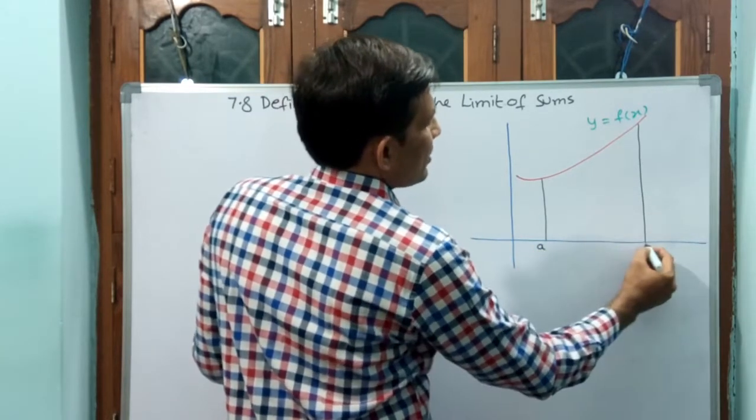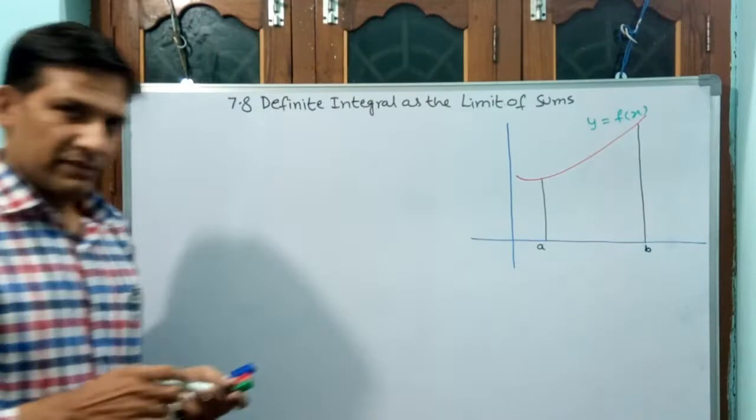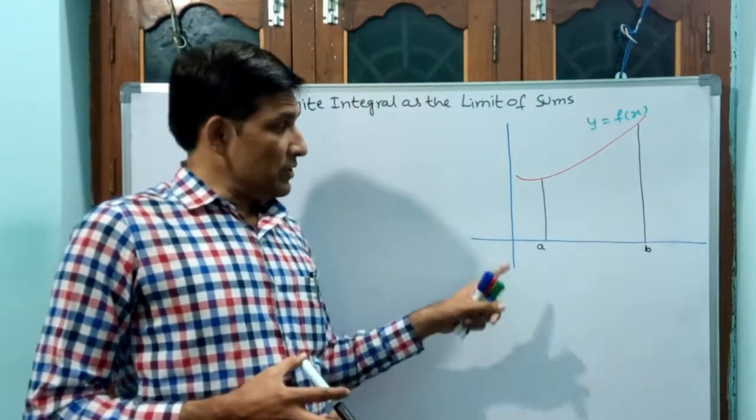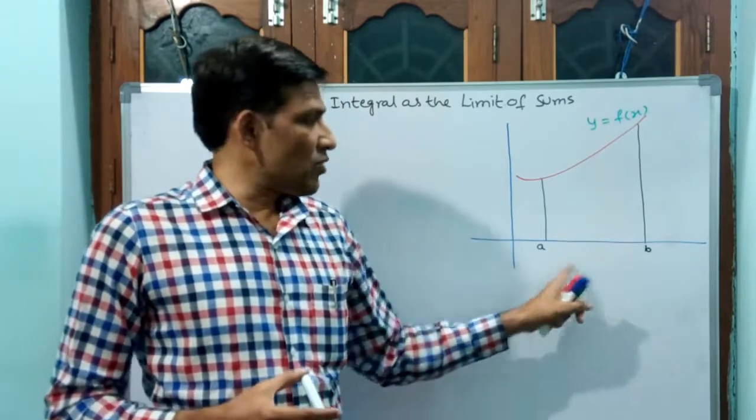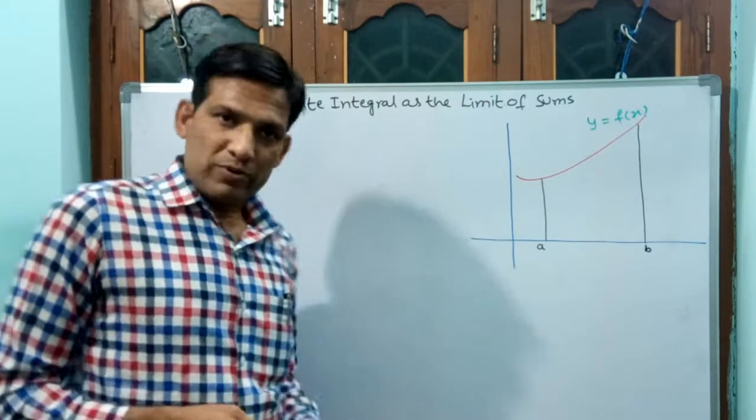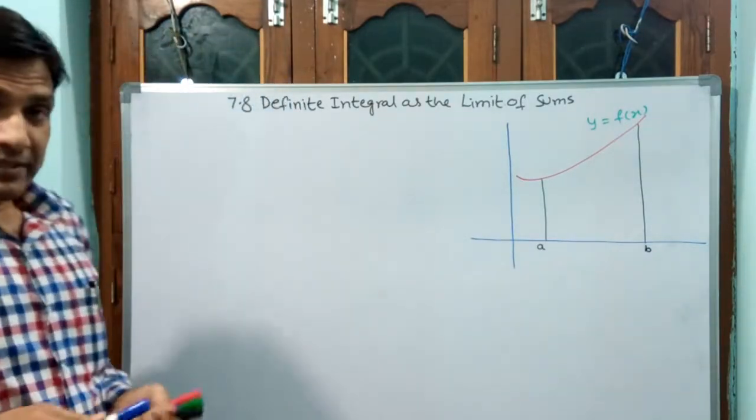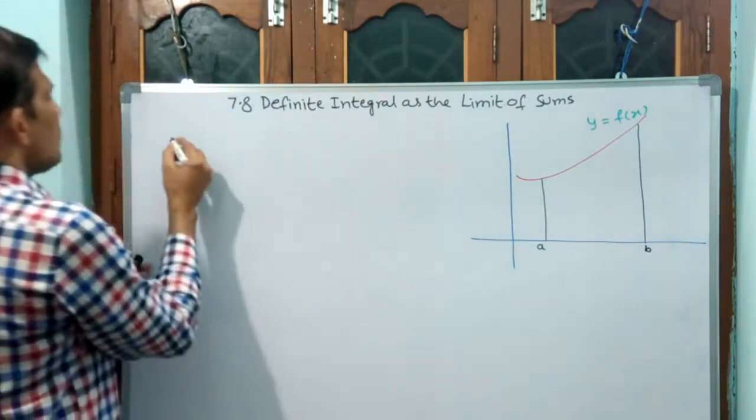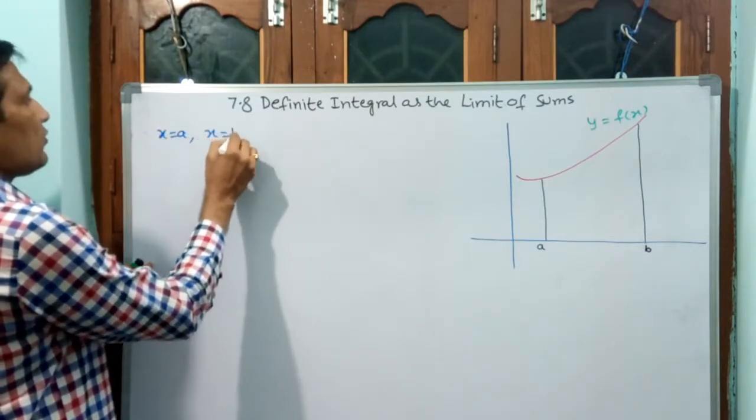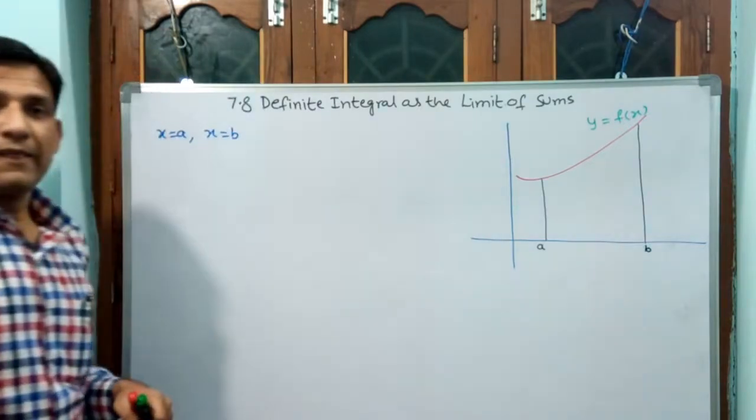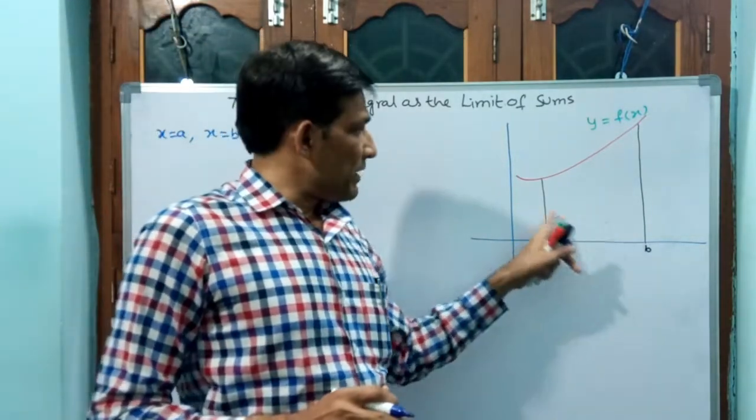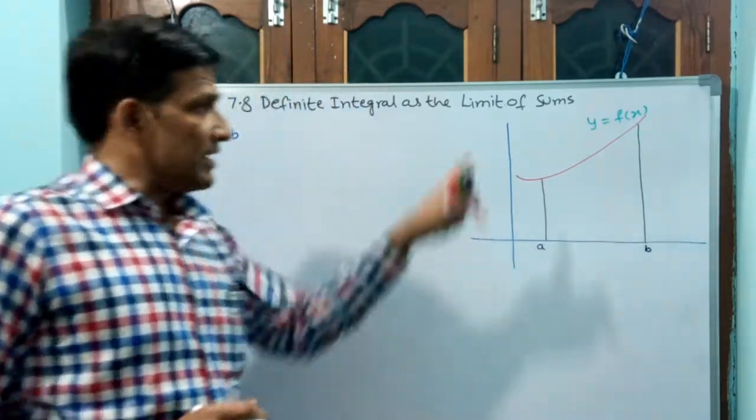From here to here we are going to find the area. A and B are both x only. On the x-axis, these are x, meaning input, and these are y, meaning output. x may be x is equal to A, and x is equal to B also. This is the lower limit and this is the upper limit, but we want to find this entire area under the curve.